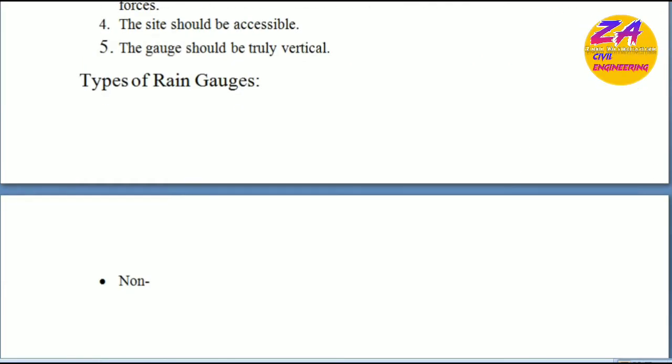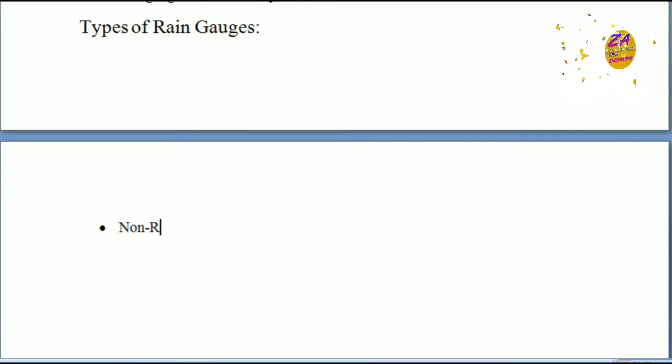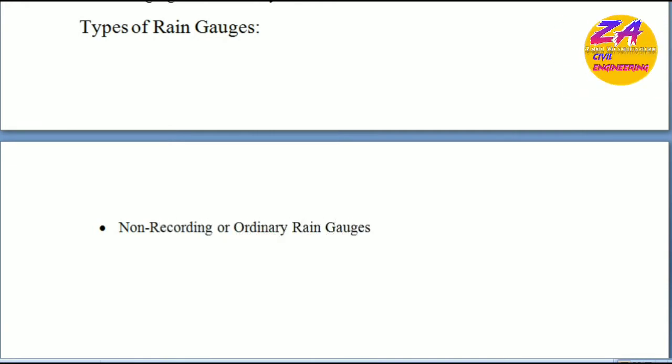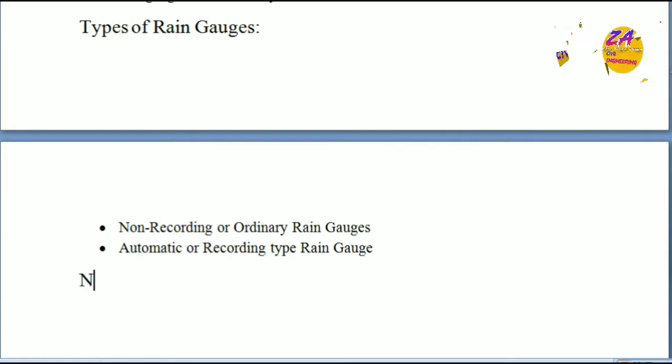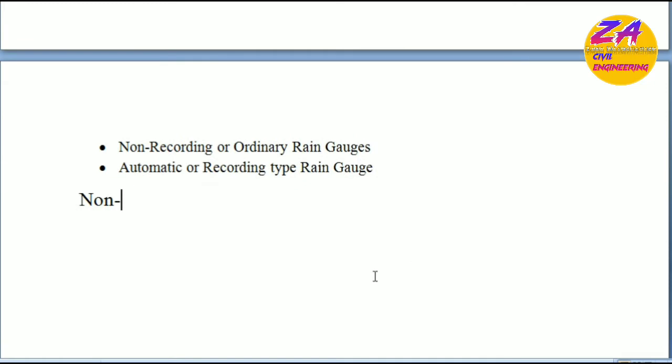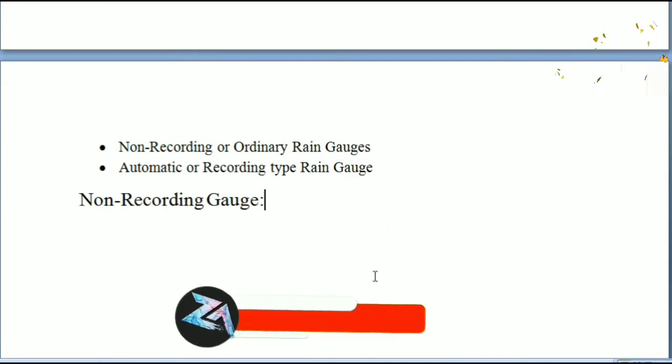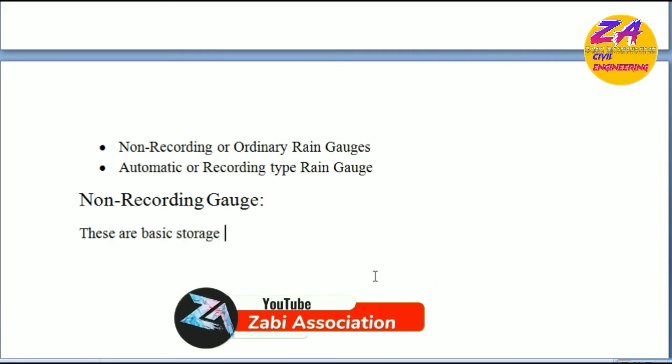Types of rain gauges. There are different types of rain gauges. The first one is non-recording or ordinary rain gauges, and second, automatic or recording rain gauges. There are only two types of rain gauges. First of all, we explain the first type of rain gauge, non-recording gauges.